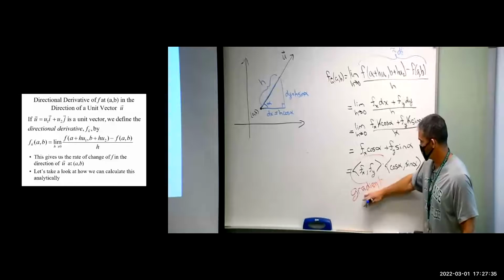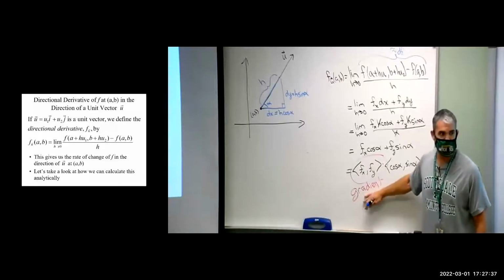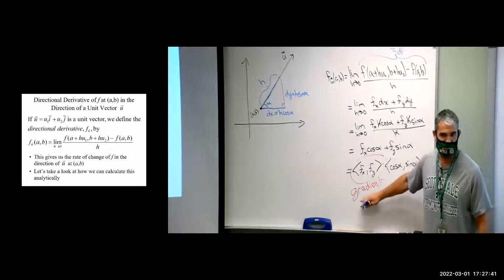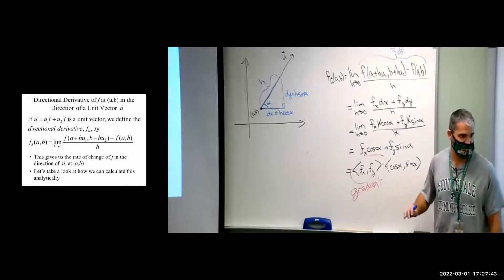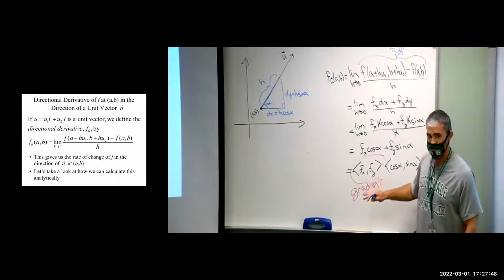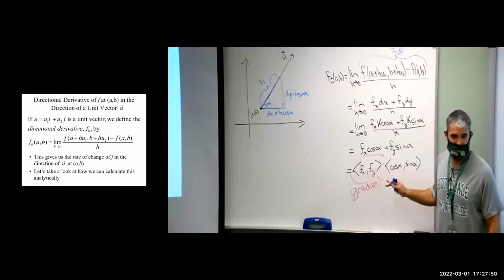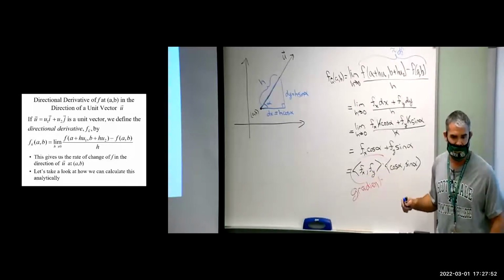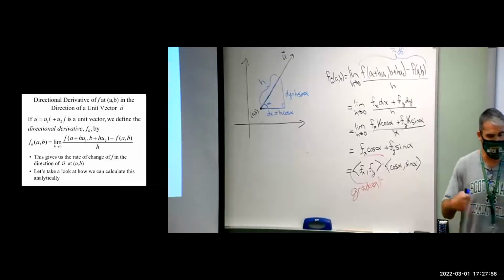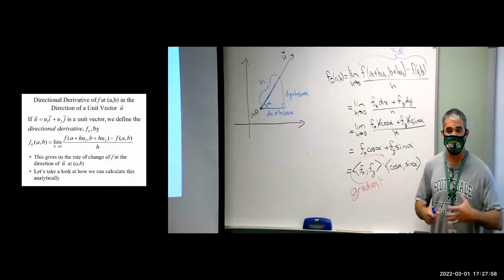So the gradient is part of, now this whole thing is the directional derivative. The gradient is used to find the directional derivative. All right. And all you have to do is take your gradient and dot it with a unit vector in the direction that you're interested in. And we'll do an example of that later. But I just want to really beat home the importance of the gradient.